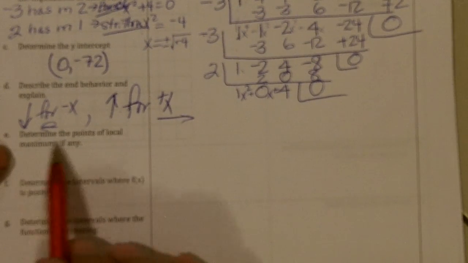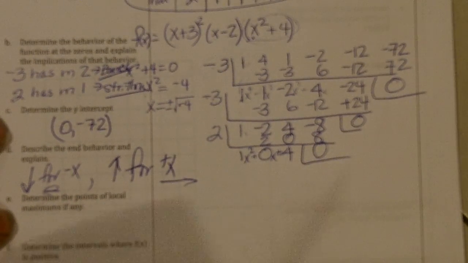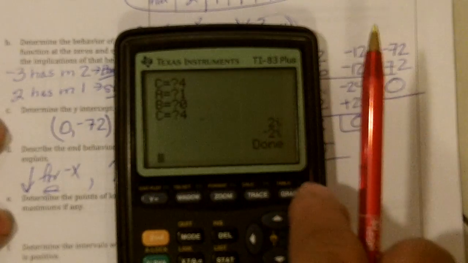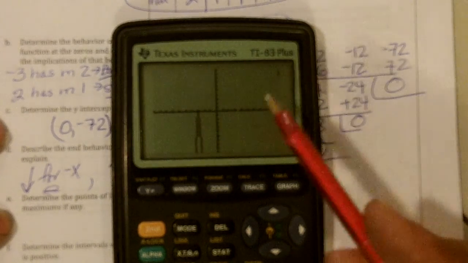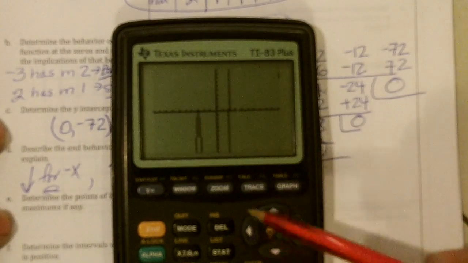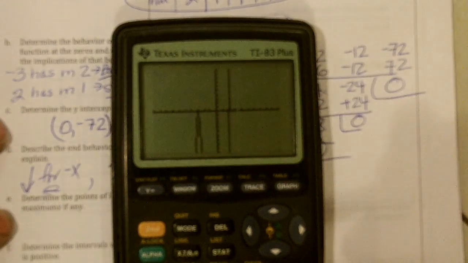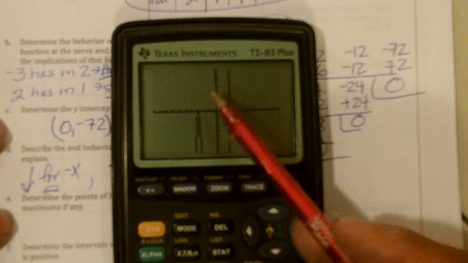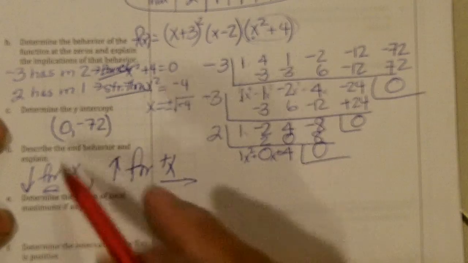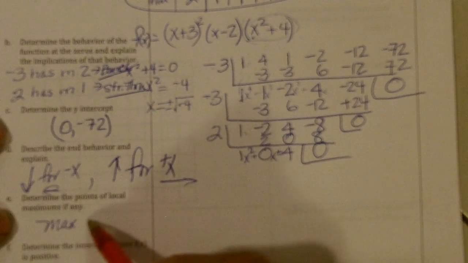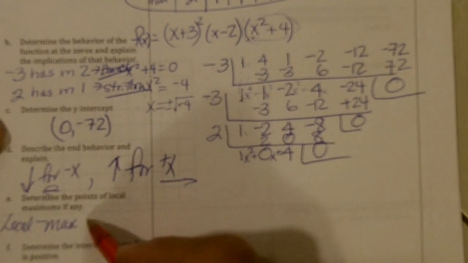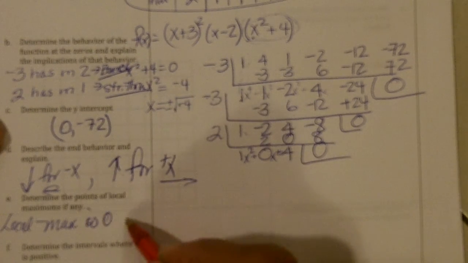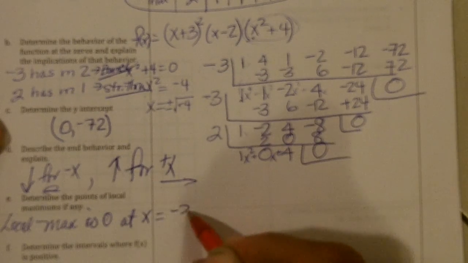Determine the points of local maximum, if any. Well, in this particular case, if I look at the graph again, this goes up and then down and up. And so there's a local maximum right there where it bounced. The local maximum is 0 at x equal -3.